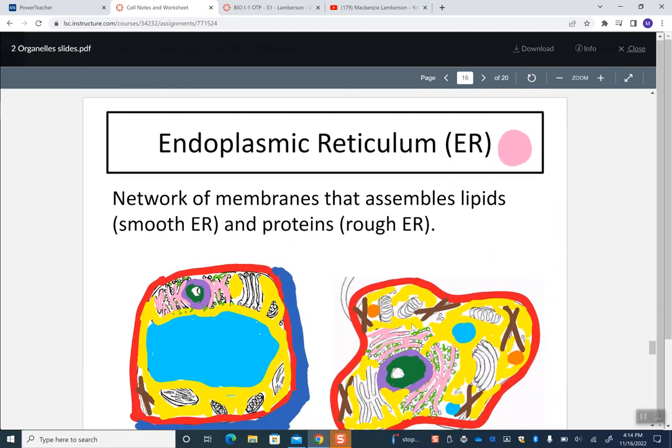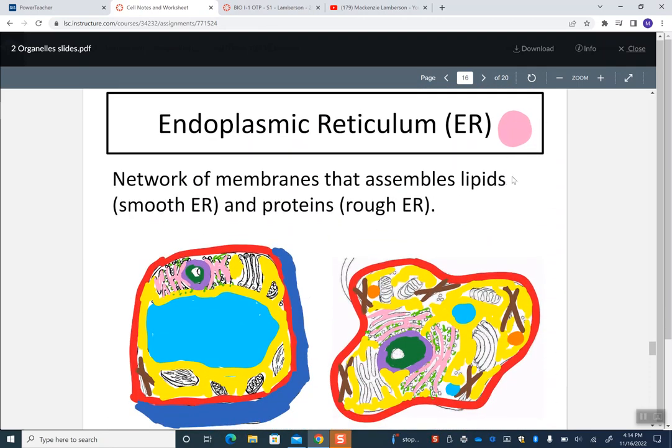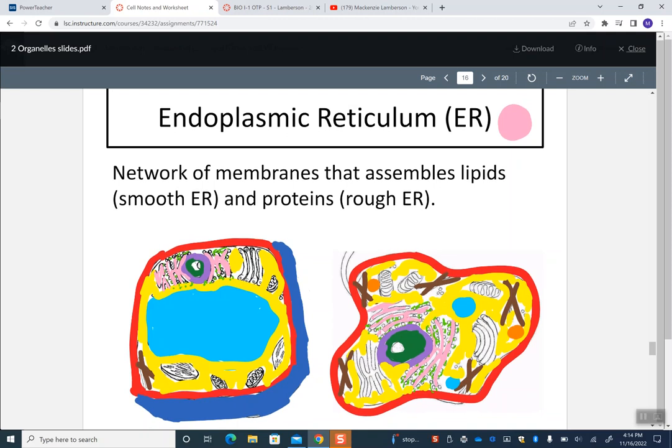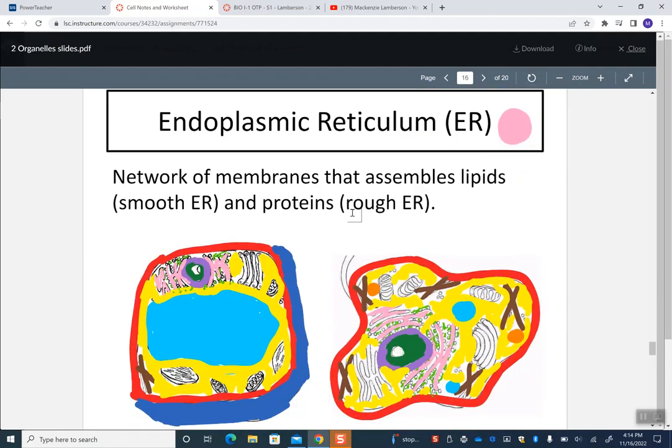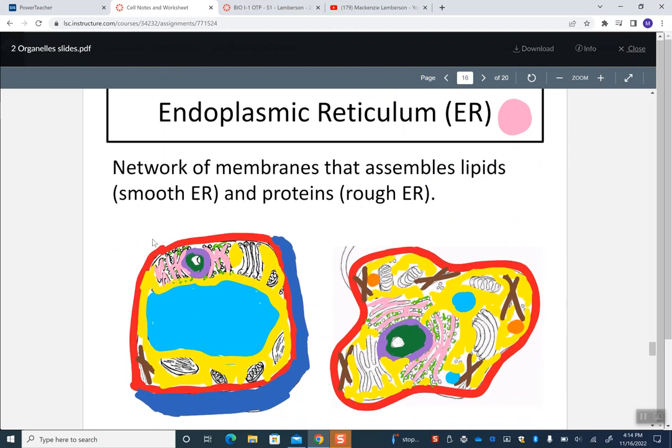Next, we get to the endoplasmic reticulum, which I colored in pink. Now, this is this folded network of membranes here that assembles lipids in the smooth ER and proteins in the rough ER. The difference between smooth and rough is just the presence of these ribosomes that we just finished talking about. So the smooth ER is called smooth because it doesn't have those ribosomes attached to it, whereas the rough ER is rough because it's got all these ribosomes attached to it right here. So that is the difference.